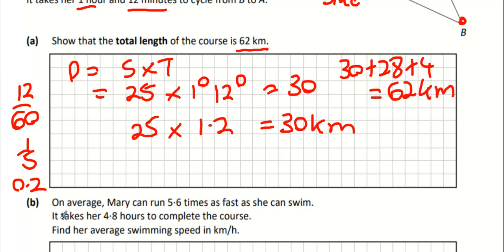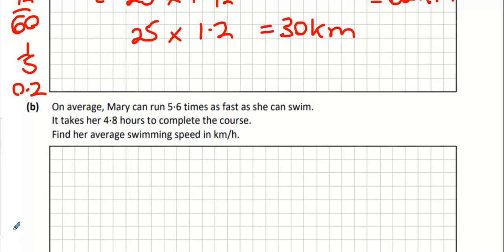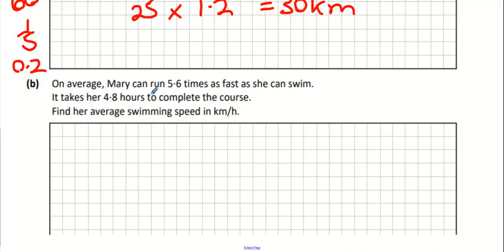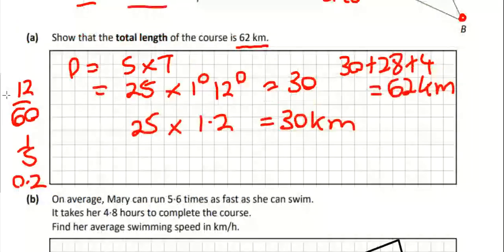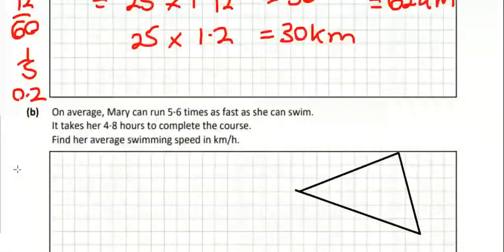Now, on average, Mary can run 5.6 times faster than she can swim. It takes her 4.8 hours to complete the course. Find her average swimming speed. Okay. I'm going to actually need this diagram again, so I'm just going to draw it here myself. What do I have? A, B, C.